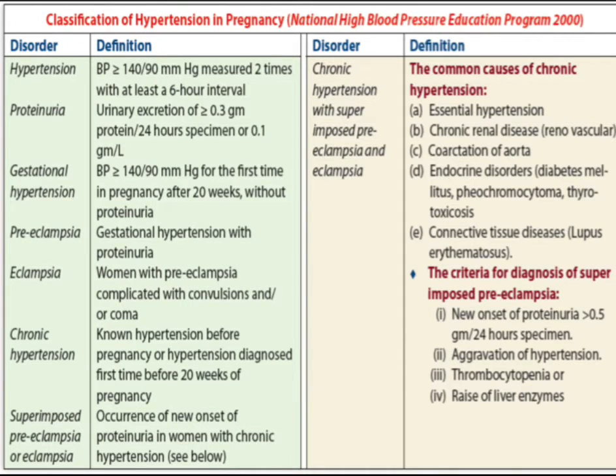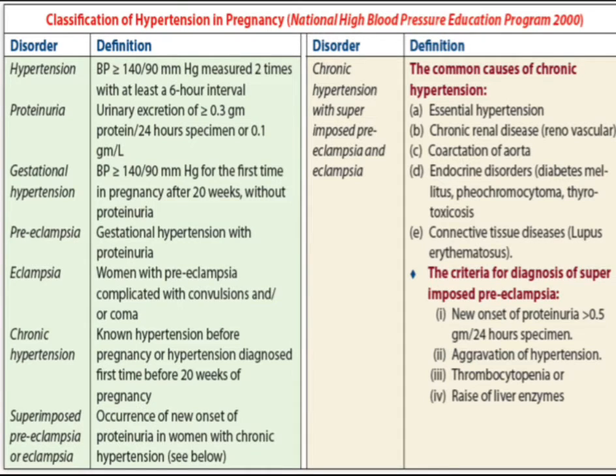So, classification of hypertension in pregnancy. Hypertension is BP greater than 140 over 90 millimeters mercury, measured 2 times with at least a 6-hour interval. Proteinuria: urinary excretion of greater than or equal to 0.3 grams protein in a 24-hour specimen, or 0.1 grams per liter. Gestational hypertension: blood pressure greater than or equal to 140 over 90 millimeters mercury for the first time in pregnancy after 20 weeks without proteinuria.